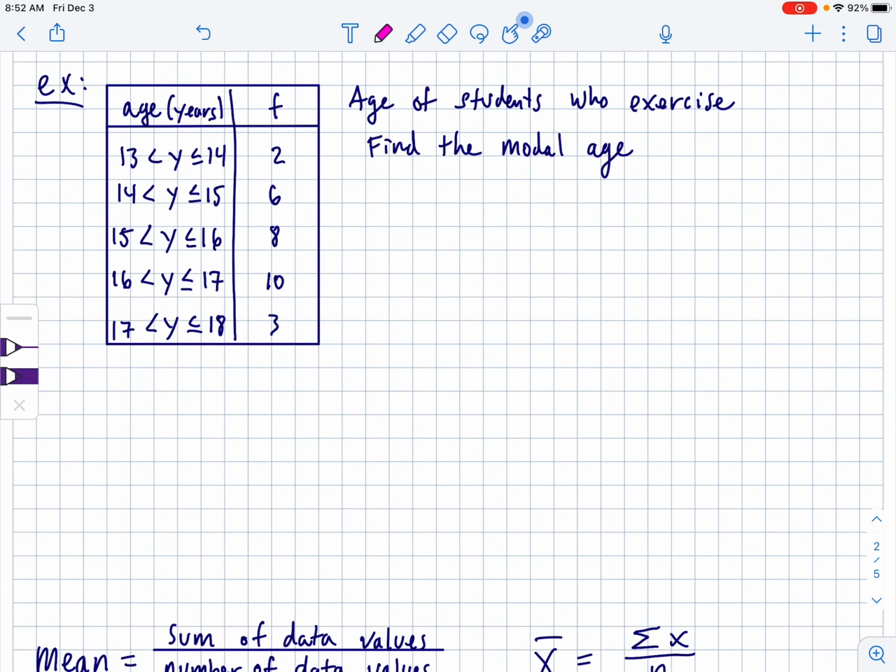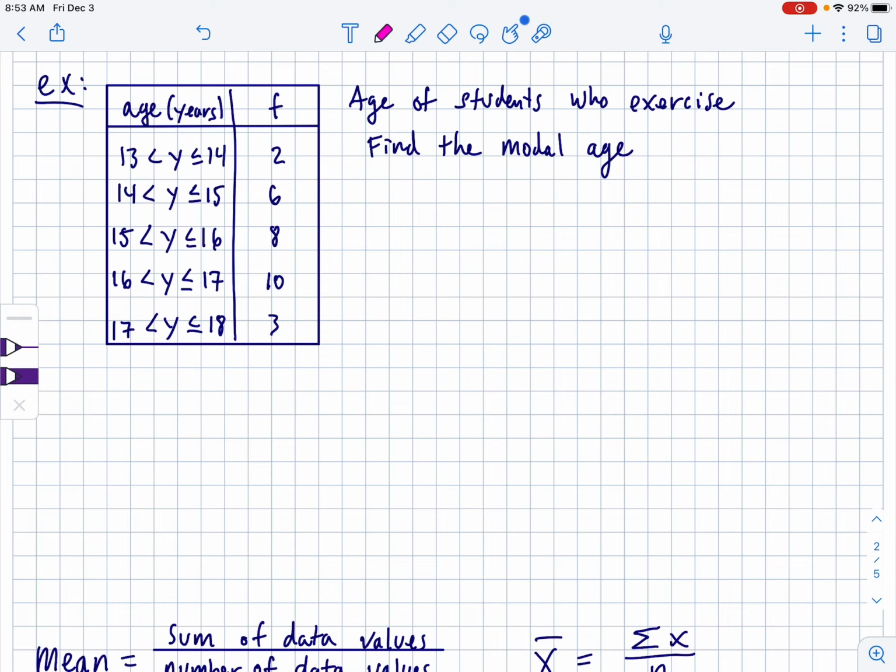Next up, the age of students who exercise. People were asked in this school what their age is and if they exercise. If they did exercise, they got recorded into this data table. So this means there were 2 students between the ages of 13 and 14 that exercised, and 6 students between 14 and 15 that exercised. These people aren't exactly 13 or 14. It's like, I'm 13 and a half, or 13 and a quarter, or almost 14. So their ages are decimals.